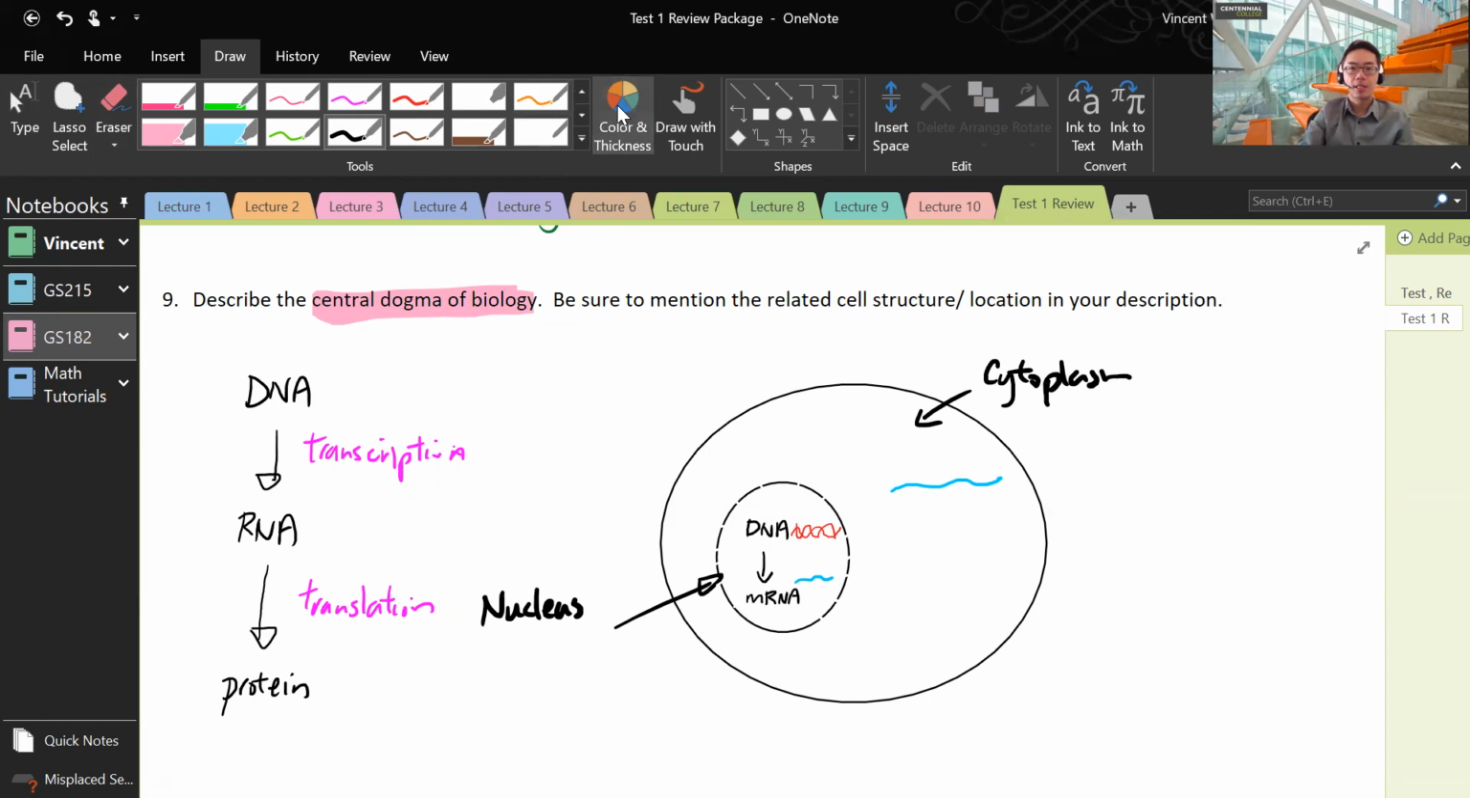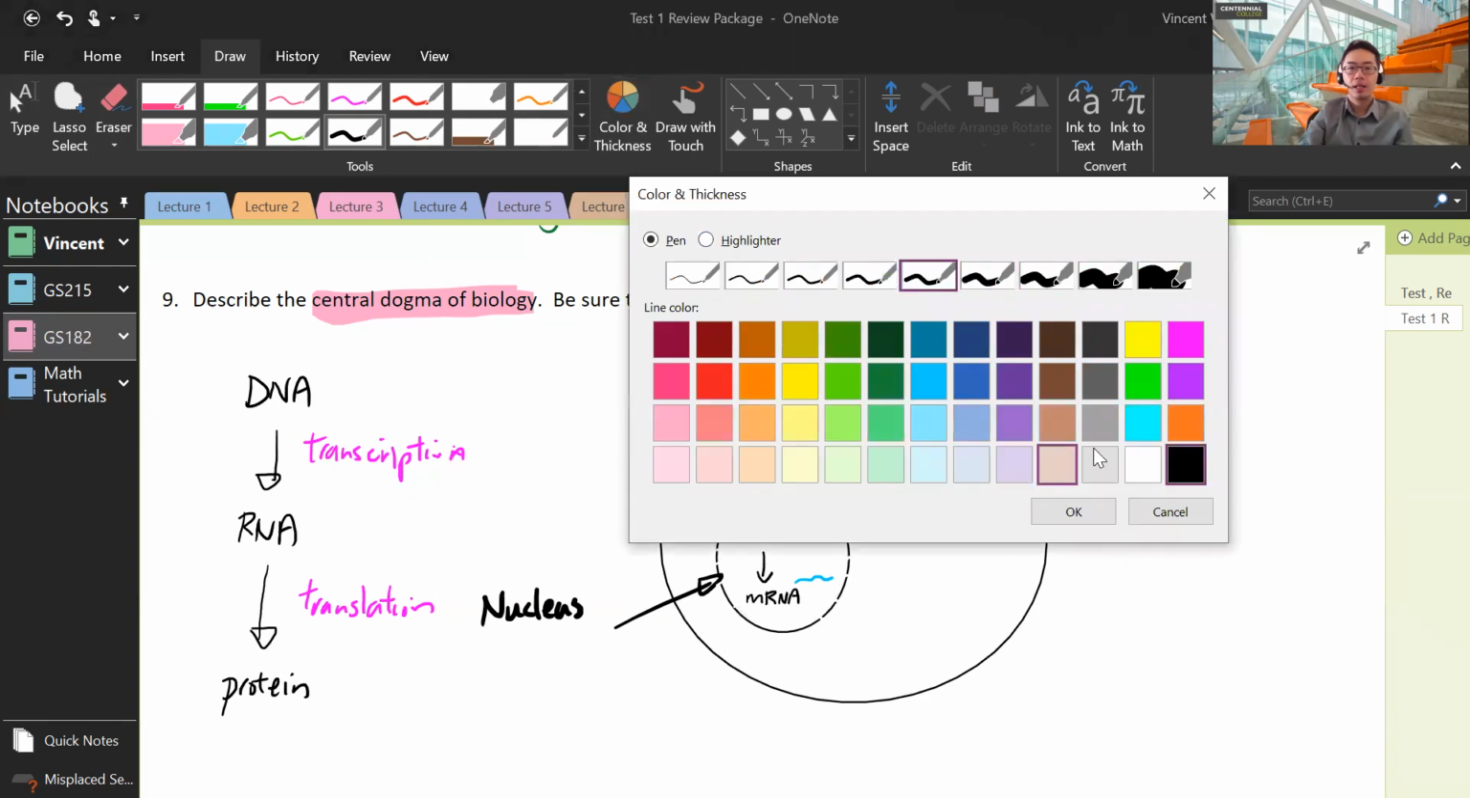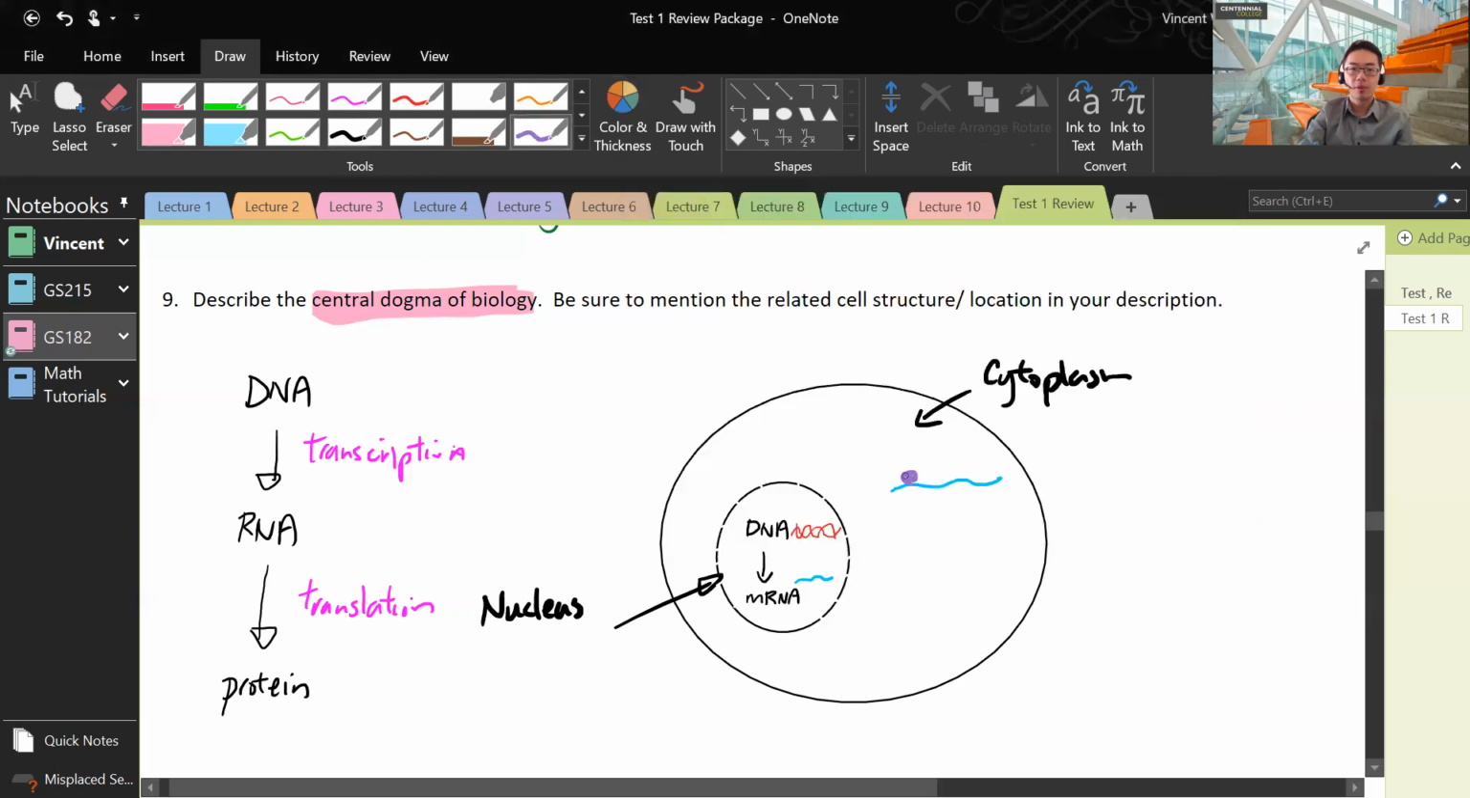And in the cytoplasm, we are going to have the ribosome. So the ribosome has two subunits, the big one and the small one, and they will clamp onto this messenger RNA. They will read the codes, and then it will make the polypeptide for you. Okay, it will make the polypeptide. So that is a protein. Okay, so that's the central dogma of biology.